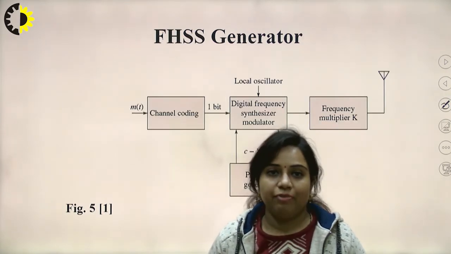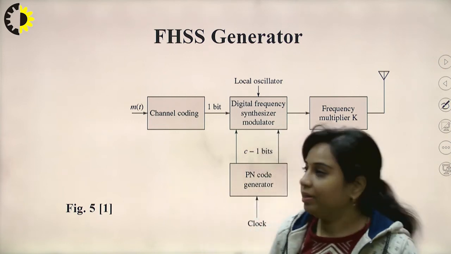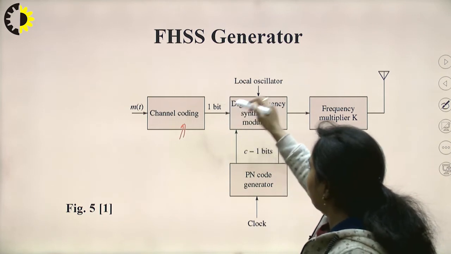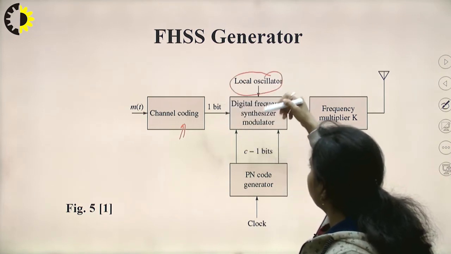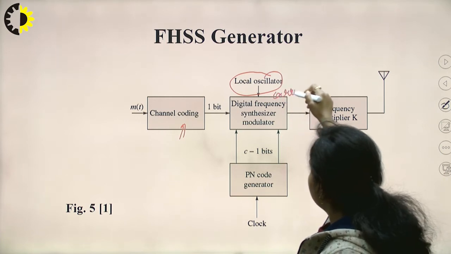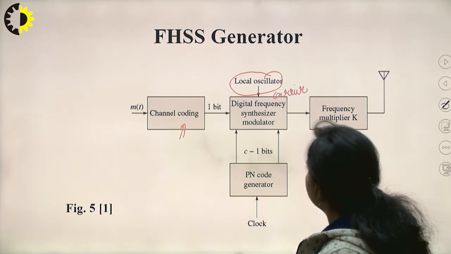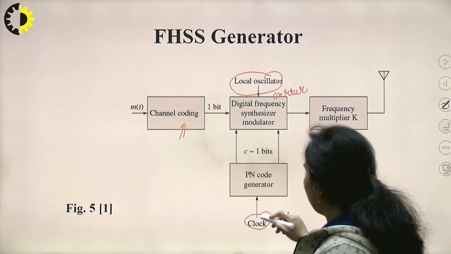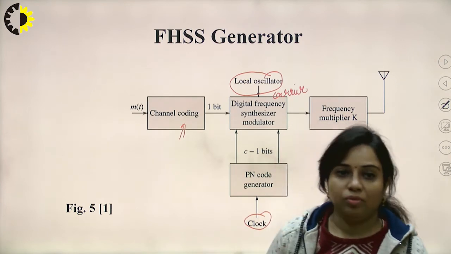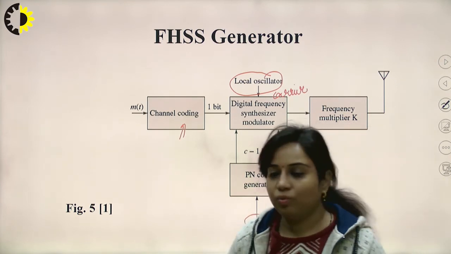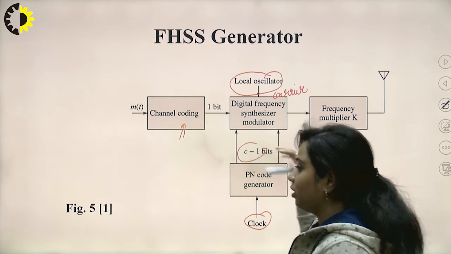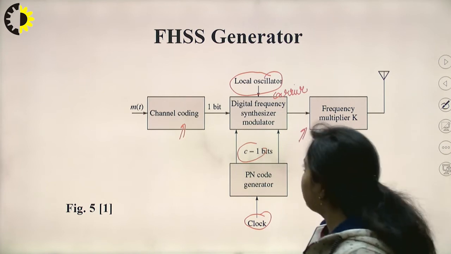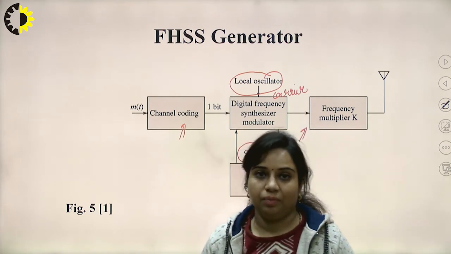Now next is the FHSS generator, where m(t) is the input signal. It is applied to this channel coding, then it is applied to this 1-bit coder. A local oscillator will be there, which is going to generate the carrier signal. Then this is applied to this digital frequency synthesizer modulator. This is the clock signal. Now the clock signal is going to instruct the PN code generator how many bits you want to generate. So C minus 1 number of bits are generated by this PN code generator, and then it is applied to this frequency multiplier. So this is the FHSS system.